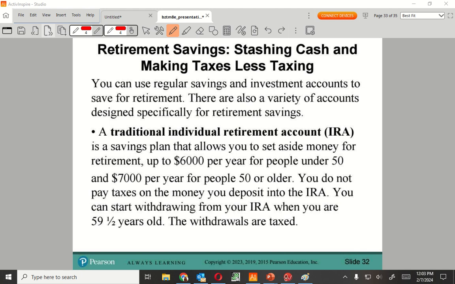The withdrawals are taxed. So think of it like this. You don't pay tax on it now, but in the future, when you are getting your retirement check, instead of having your $1,000 that you should be getting, government's got to take their bite out of it, right? So you're only going to receive like $700 of what you were supposed to have, because they're going to tax it afterwards, after you already made the money.